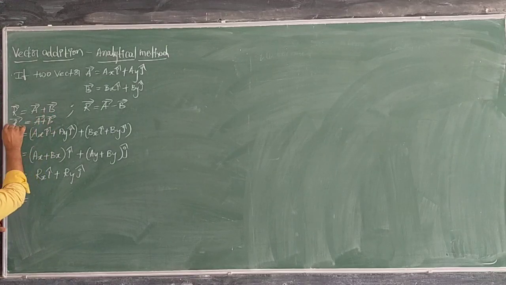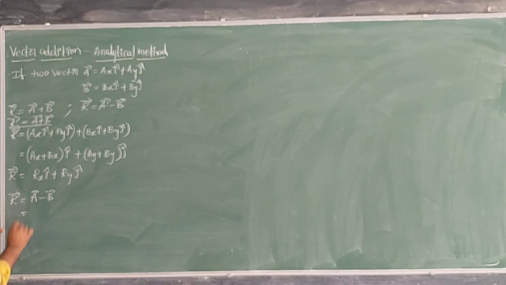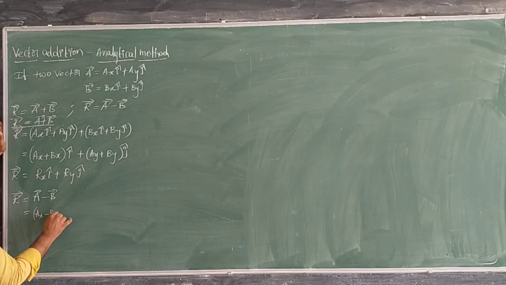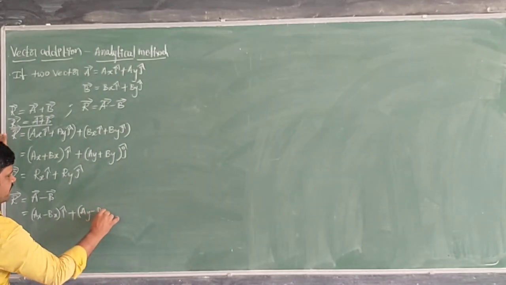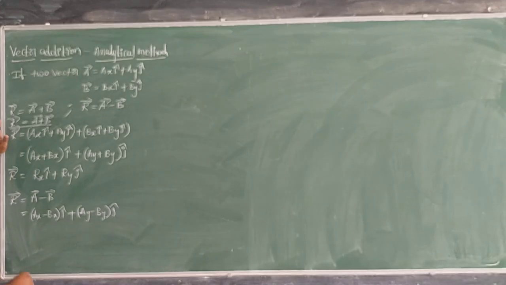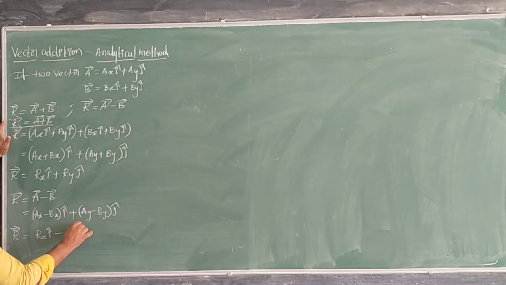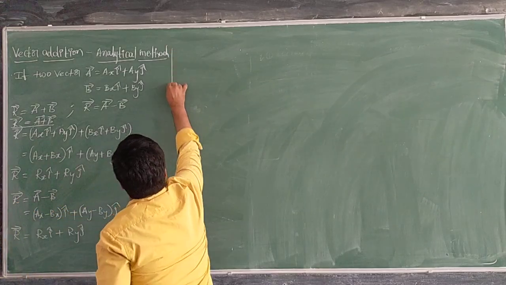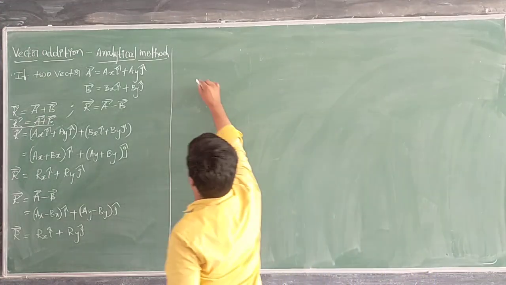Next one, A bar minus B bar. A bar minus B bar means Ax minus Bx i cap plus Ay minus By j cap. So R bar is equal to Rx i cap plus Ry j cap, like this. But you cannot understand this with a simple explanation like this. Let me take an example.